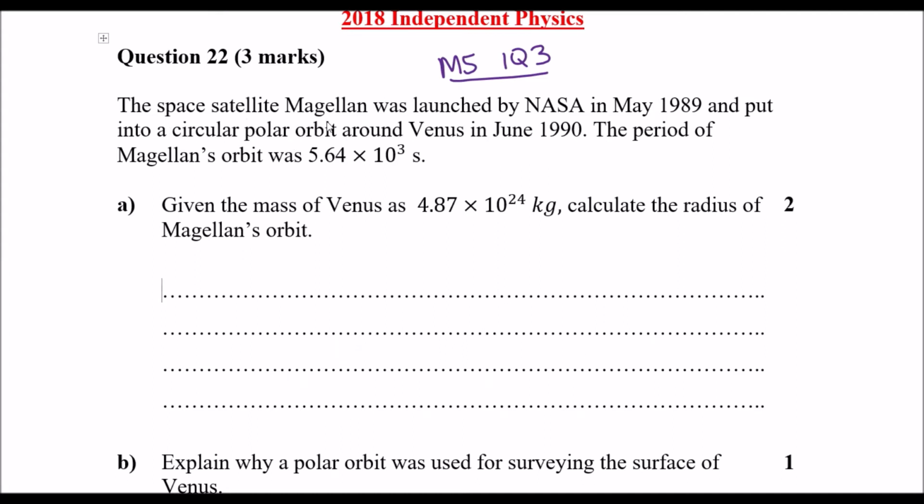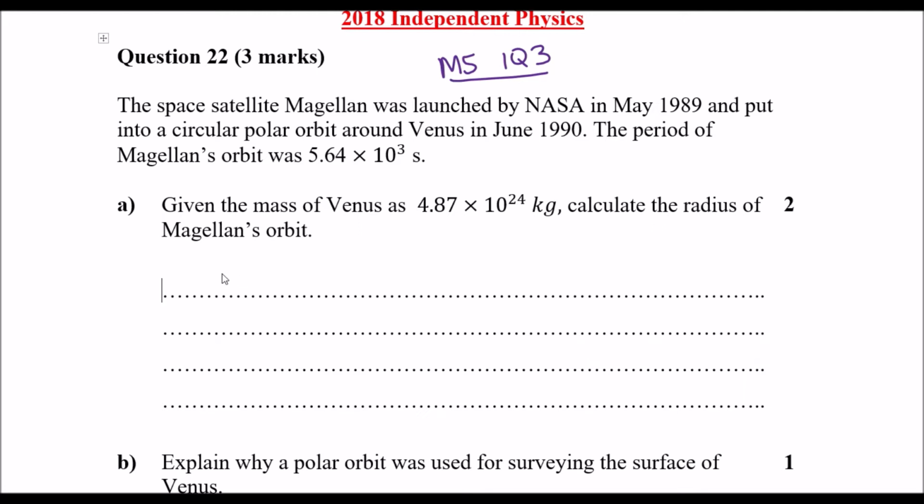The space satellite Magellan was launched by NASA in May 1989 and put into a circular polar orbit around Venus in June 1990. The period of the orbit was this value here. Given the mass of Venus was this, calculate the radius of this particular satellite's orbit.